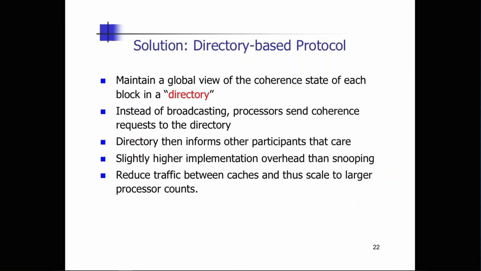So all of this is going to mean that we have a slightly higher implementation overhead than the simple snooping protocol. However, this reduces the traffic between caches, and that means that we can scale this to larger processor counts, which have larger numbers of private caches. Okay, so I hope I've given you a little bit of background on this snooping protocol, and then sort of a global view that can help solve this bandwidth demand issue.